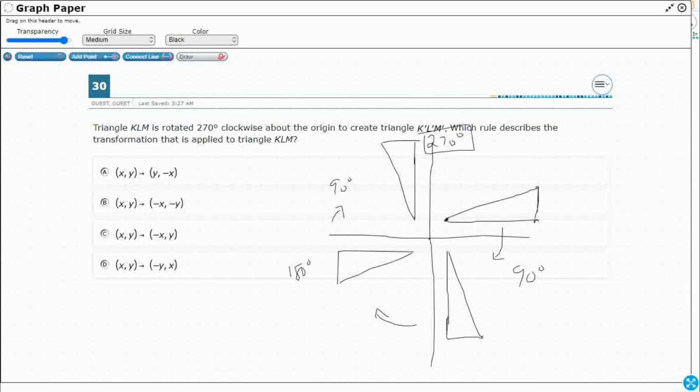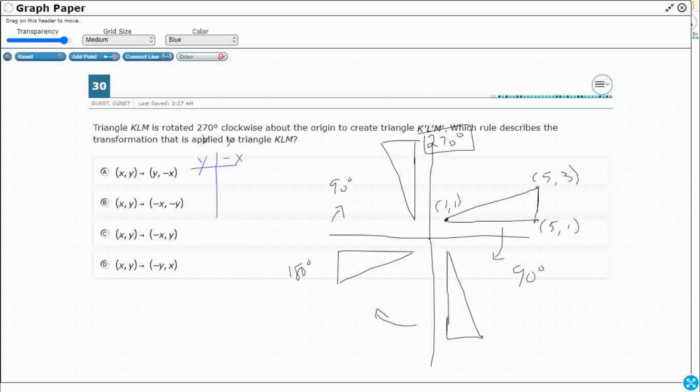So if we were to put some points on it, let's just make some pretty easy points. Let's make that (1, 1), and let's make that (5, 1), and let's make that (5, 3). All right, so what we're going to do is run these through some of these transformations and see which of these work. Okay, so let's do this one: (y, negative x). That's going to become our new (x, y).